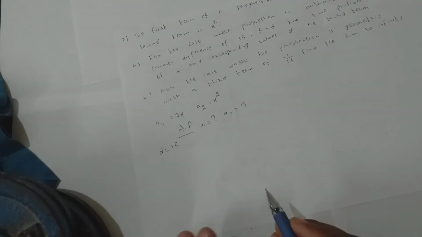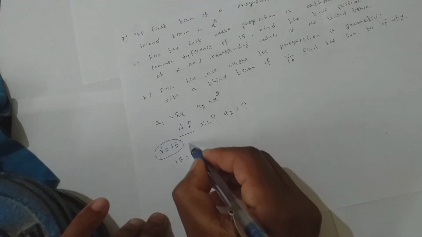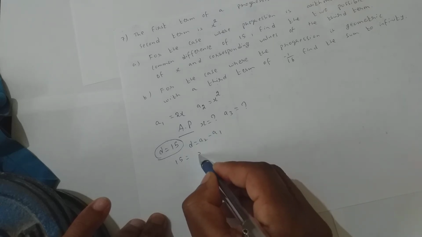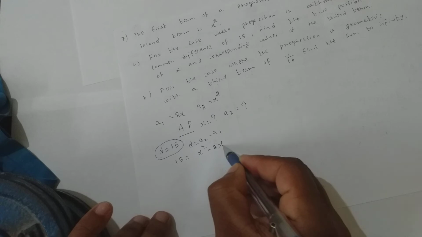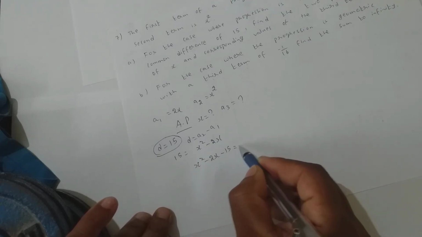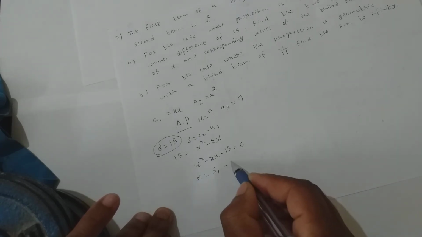It's easy, right? Whenever it's AP, how do I get the difference? Difference D equals a2 minus a1. So 15 equals a2, which is x square, minus a1, which is 2x. Bring all to one side. Yeah, it's easy, right? So x equals either 5 or minus 3.